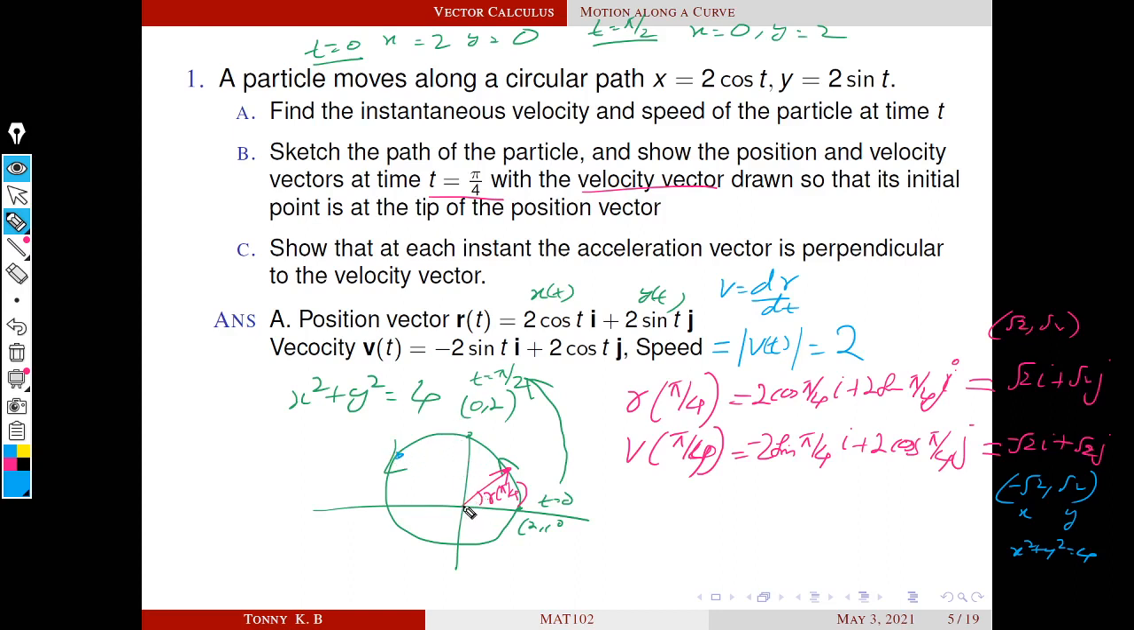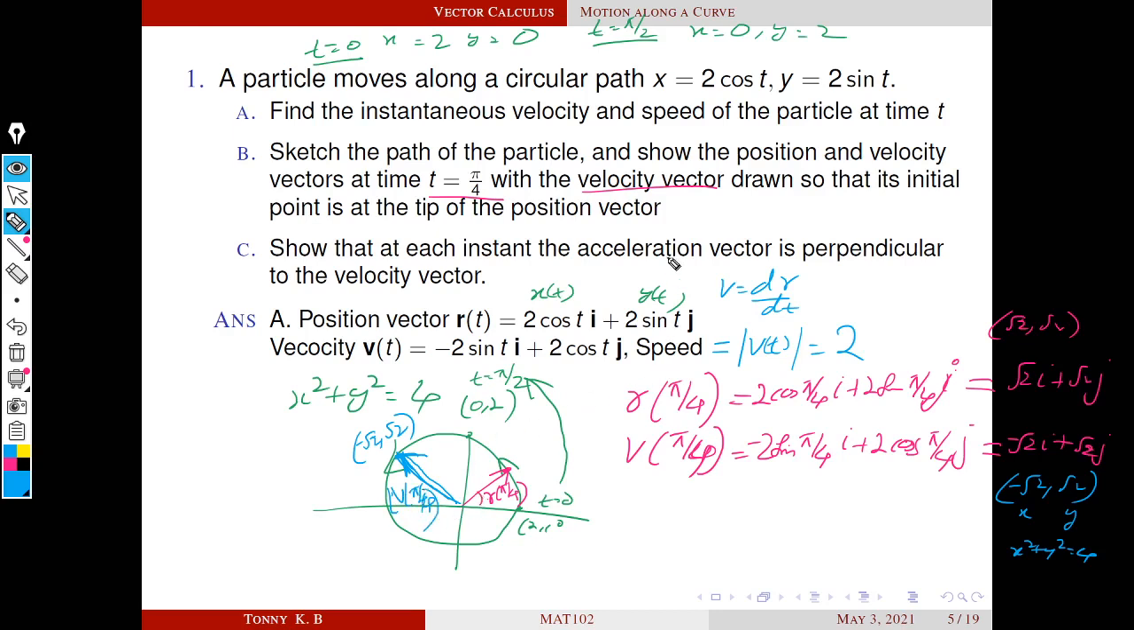So the vector is like this. Vectors are always starting from origin, and this is our endpoint. Okay, so our vector is like this. This is not perfect, but anyway, this is our vector starting from origin, and this point is minus root 2, plus root 2 in Cartesian form. Okay, this is our velocity vector v of pi by 4.